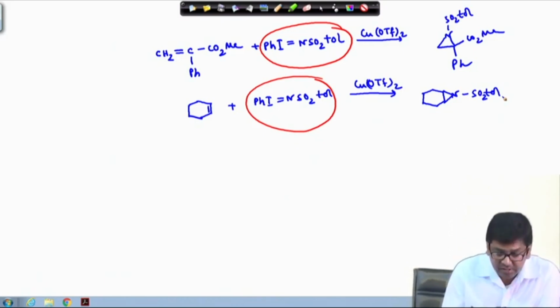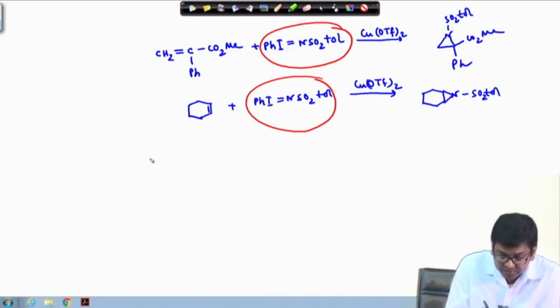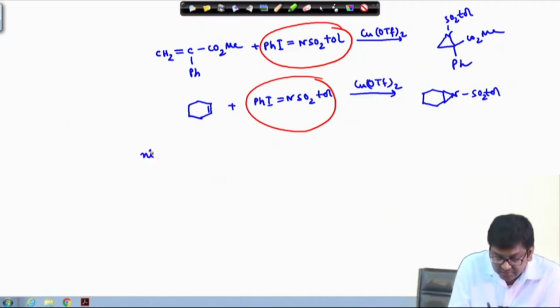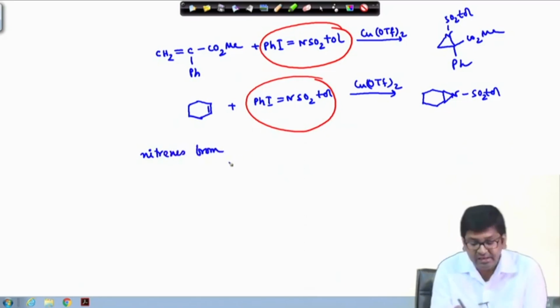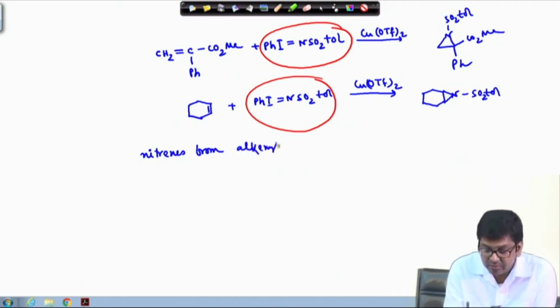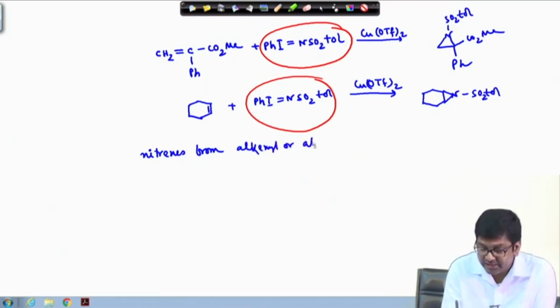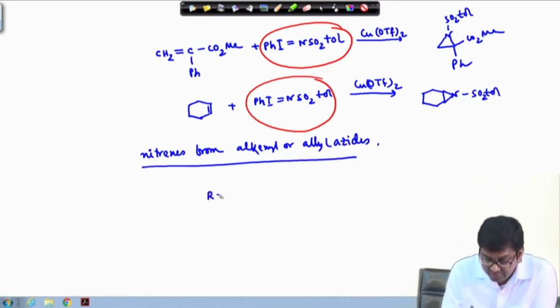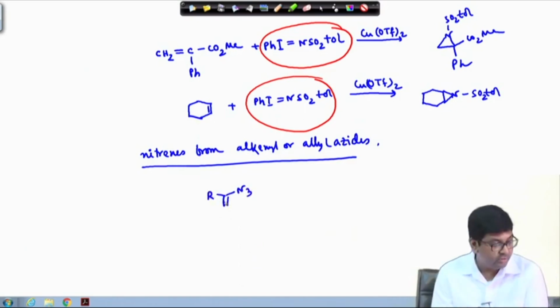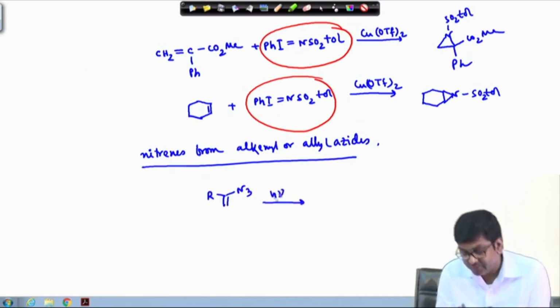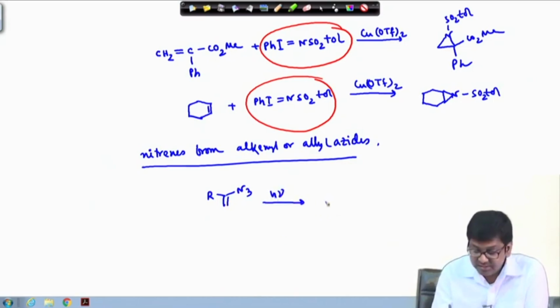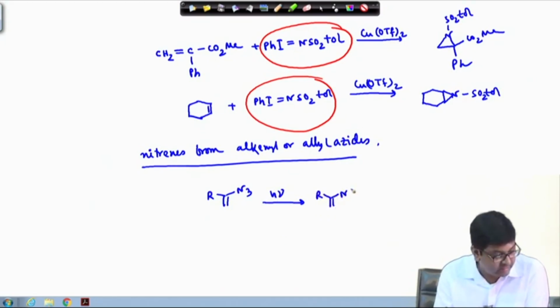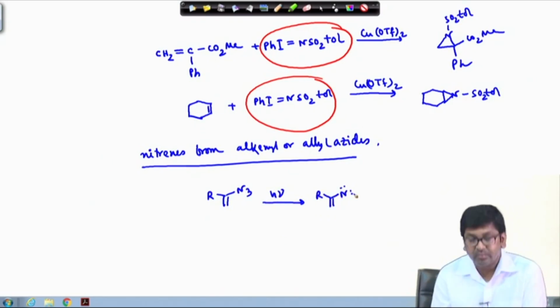Okay. As per example, if we take the nitrenes from various alkynyl or allyl azides, then what will happen? First, let us say we have taken this vinyl azide compound under photolytic conditions, then this will create the corresponding nitrene. Okay.